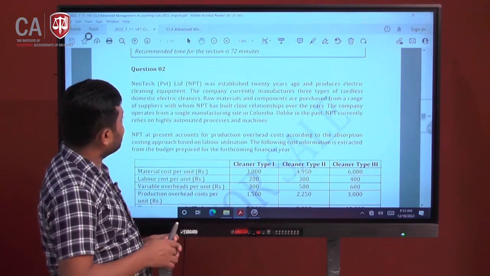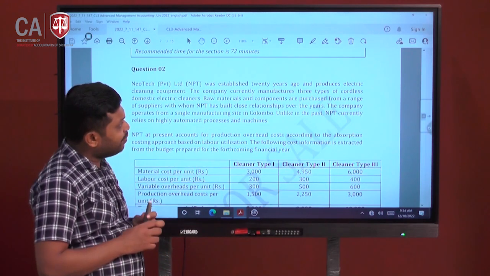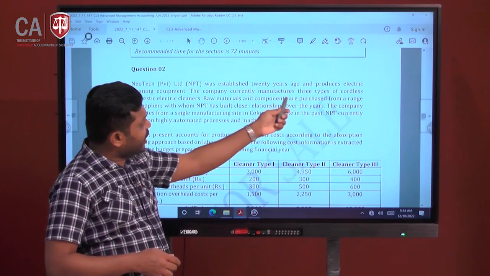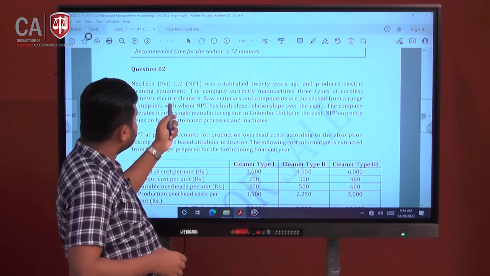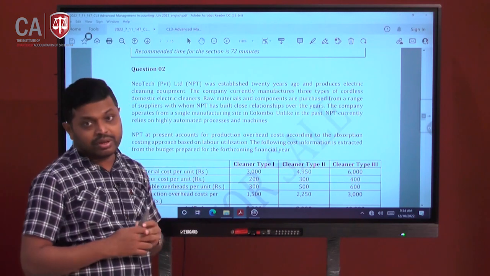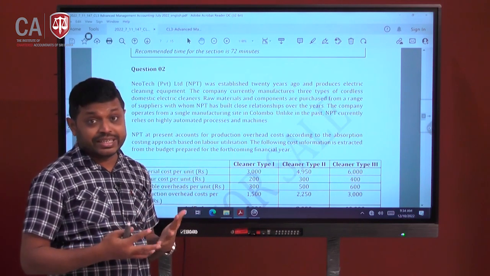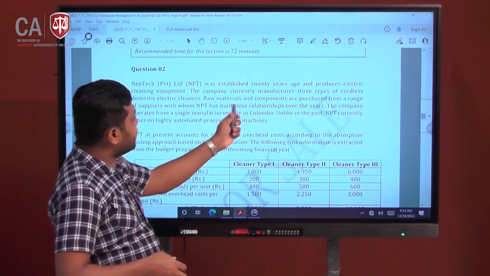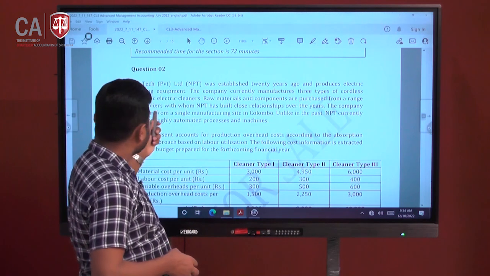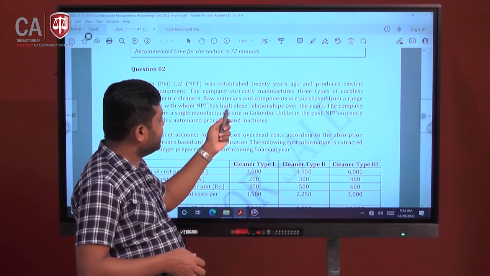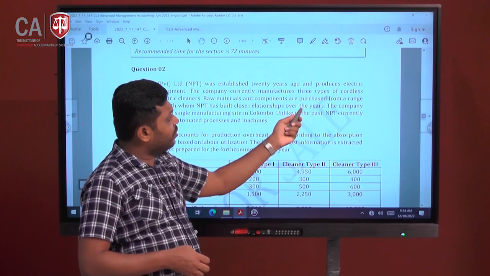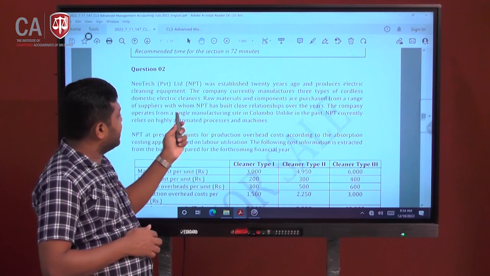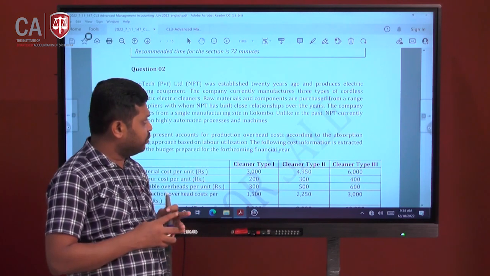Neotech Private Limited was established 20 years ago and produced electric cleaning equipment. The company currently manufactures 3 types of cordless domestic electric cleaners. Okay, they are producing electric cleaners. There are 3 types of cleaners now. Raw materials and components are purchased from a range of suppliers with whom NPT has built close relationships over the years. That is the story. The company operates from a single manufacturing site in Colombo.